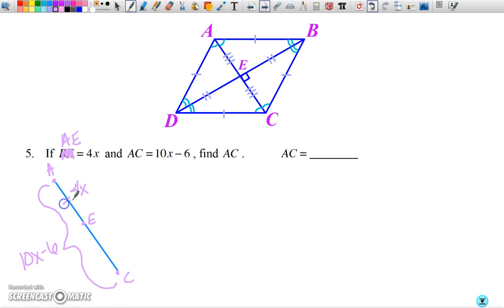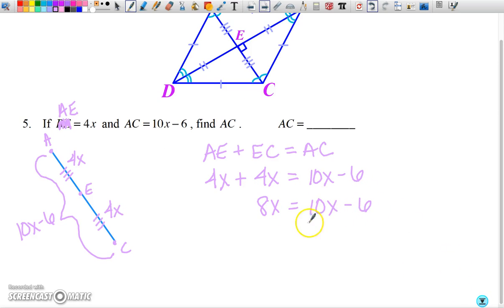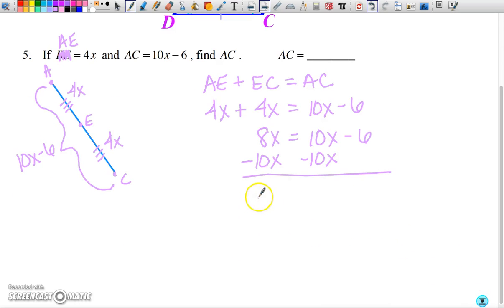Well, we know, and even in our picture, that this is congruent to this here. So if this is 4x, then so is that one. And together, AE plus EC equals AC. So I'm just going to substitute in the values. 4x plus 4x equals 10x minus 6. So we get 8x equals 10x minus 6. I'm going to go ahead and just move, since this 6 can stay, I'm going to move the 10x to the other side by subtracting it. So we end up with negative 2x equals, don't forget to bring this negative down with the 6, and then divide by negative 2 to get x equals a positive 3.